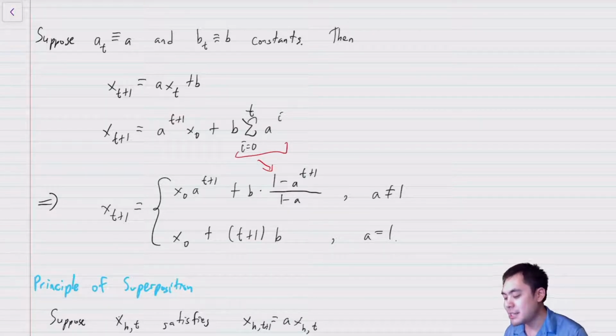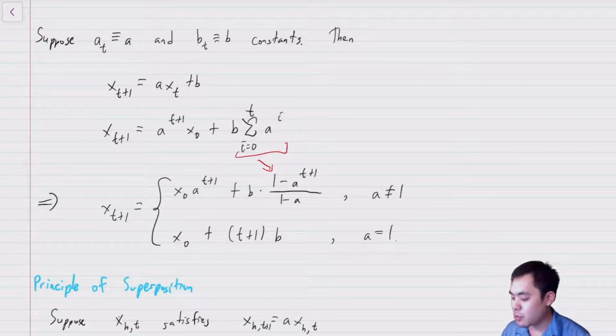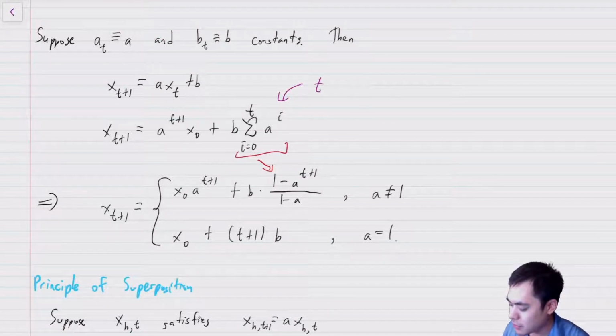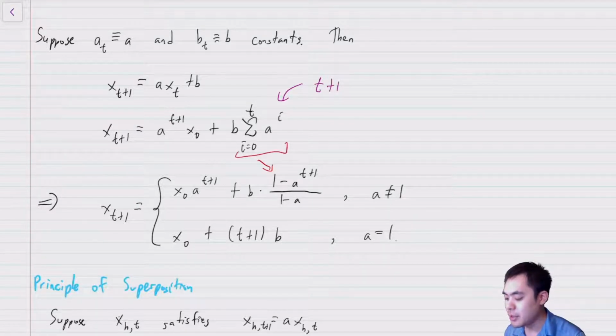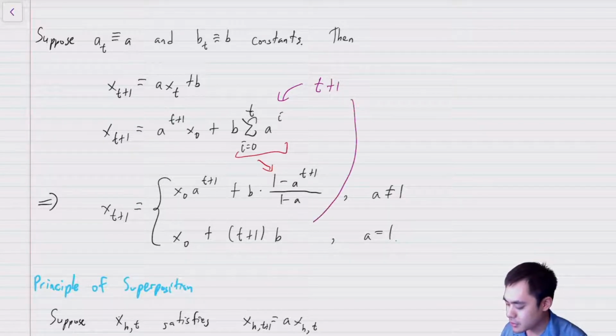Luckily, it's pretty easy to see that if a is equal to 1, well, then this term here just turns into t plus 1, since that starts from 0 all the way to t, and you end up with this t plus 1 times b, and of course, since a is equal to 1, this thing goes to 1, and so this term goes there.